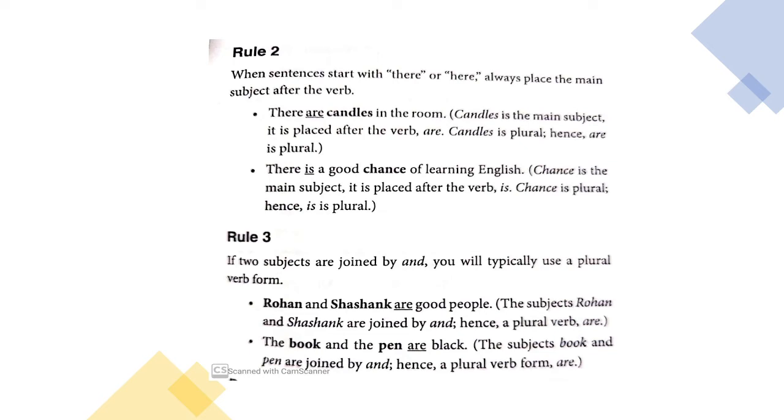Rule number 3. If two subjects are joined by and, you will typically use a plural verb form. For example, Rohan and Shashank are good friends. Here, the subjects Rohan and Shashank are joined by and, hence the plural verb are is used. The book and the pen are black. Again, the subjects book and pen are joined by and, hence the plural form are.